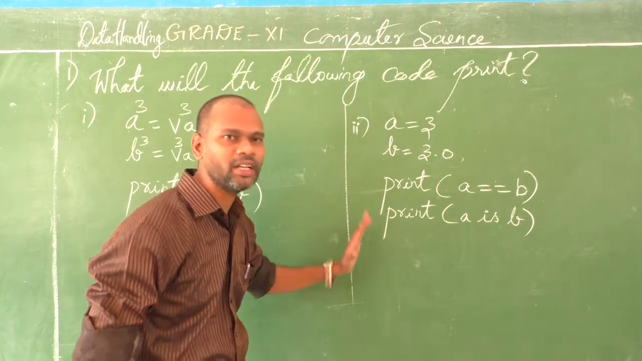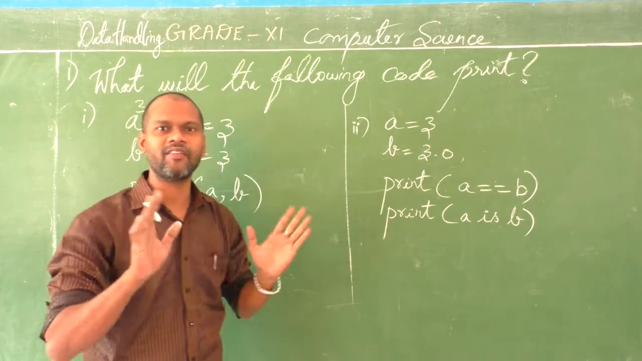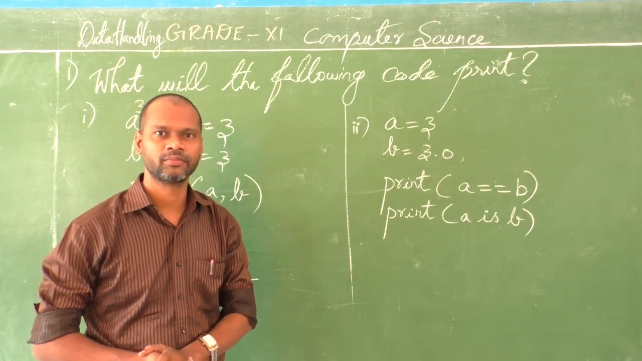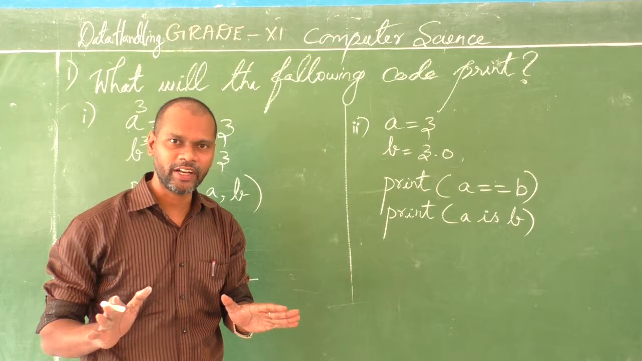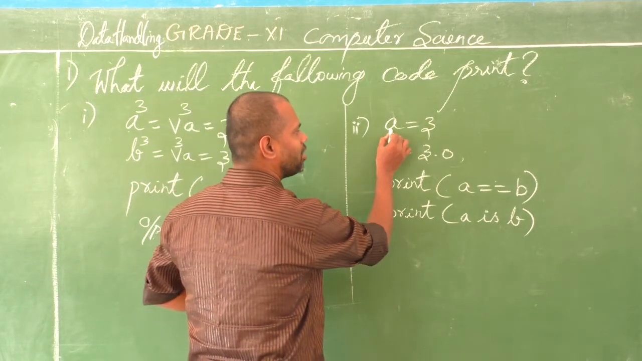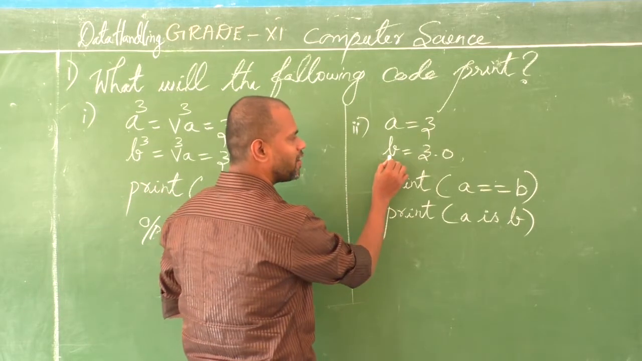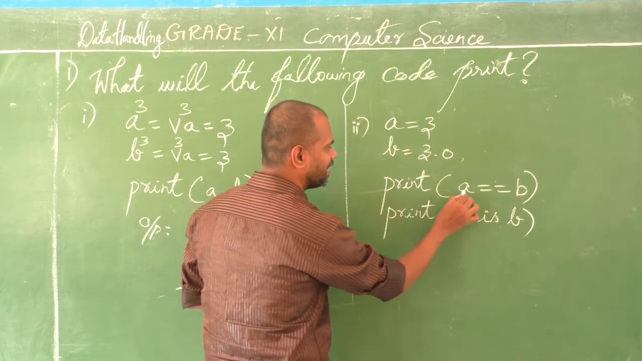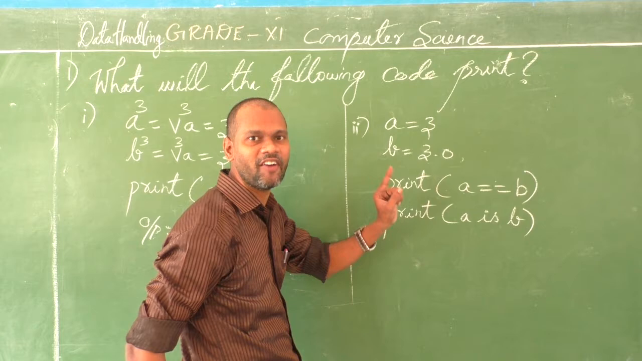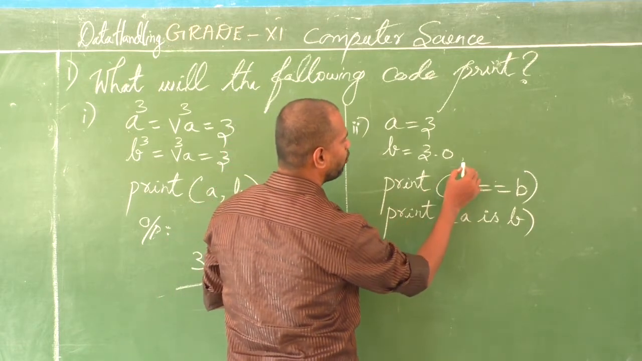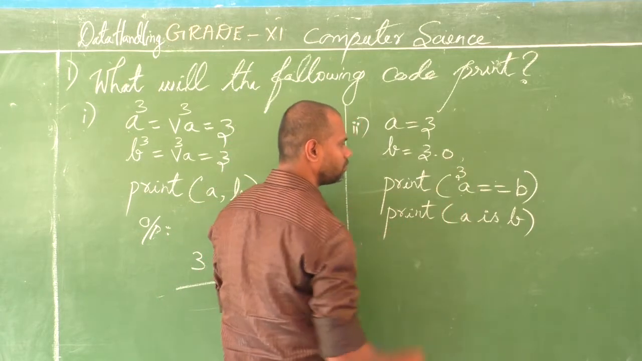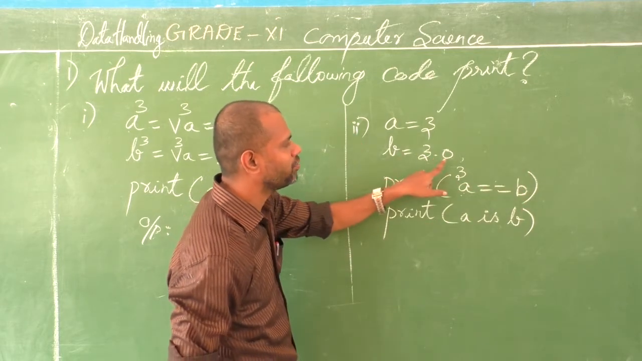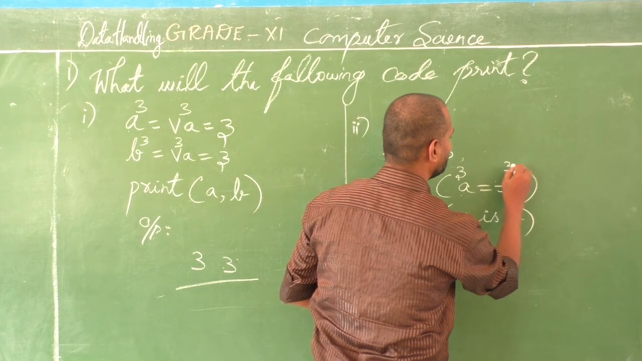For this question, what is the output? You think and say, I will wait. Pause the video, think and write the output on your paper. Have you finished? Okay. So now the A value is 3, and the B value is 3.0. Above the A you write 3, and above B you write 3.0.